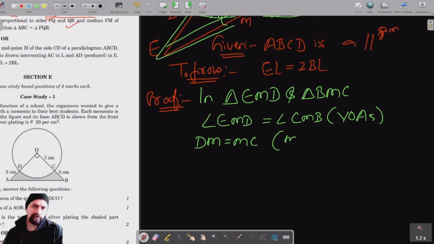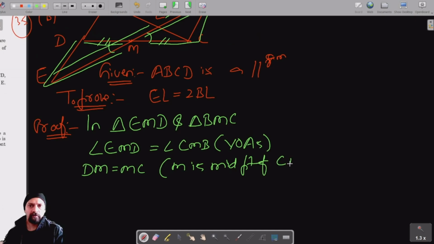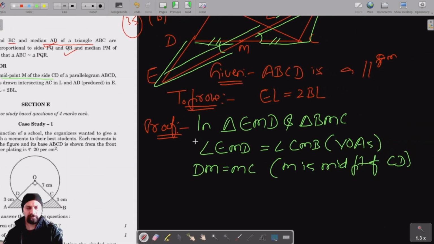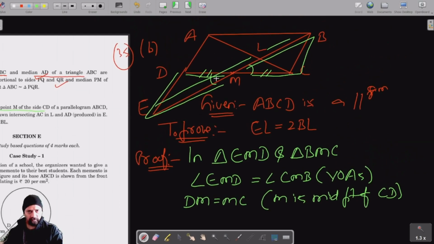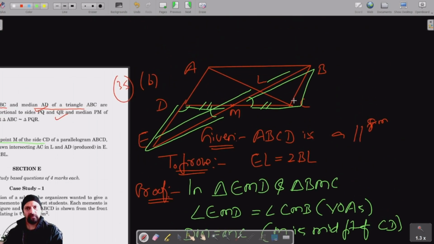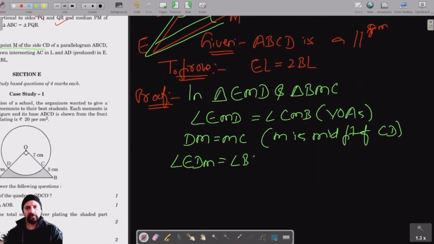DM is equal to MC because M is the midpoint of CD. It's given that M is the midpoint of CD. Okay, now this angle we have taken, and now this angle EDM is also equal to angle BCM because these are corresponding angles.